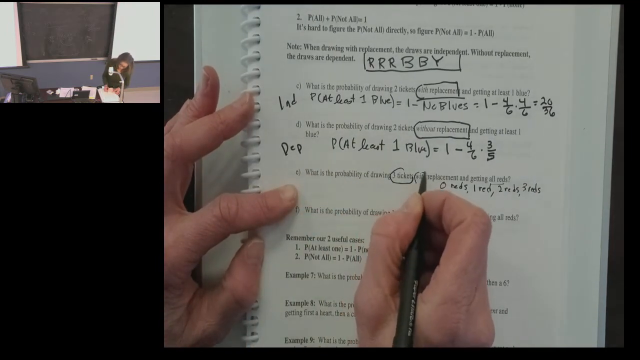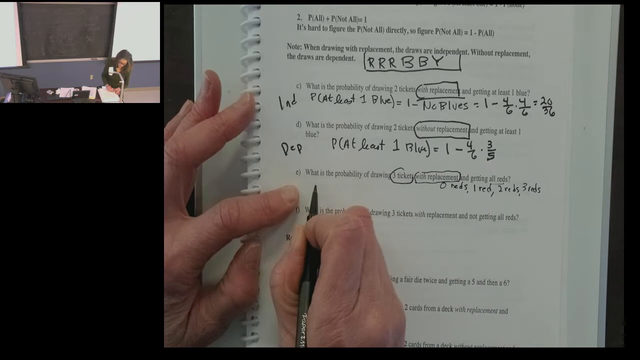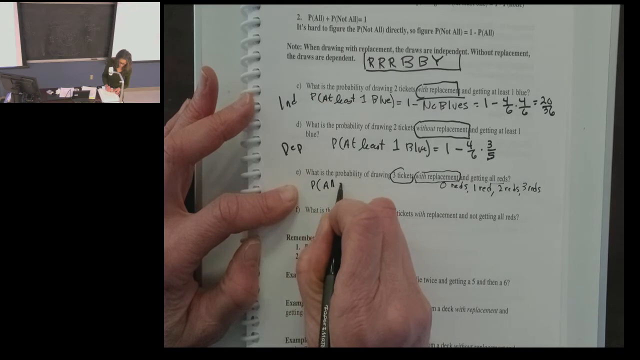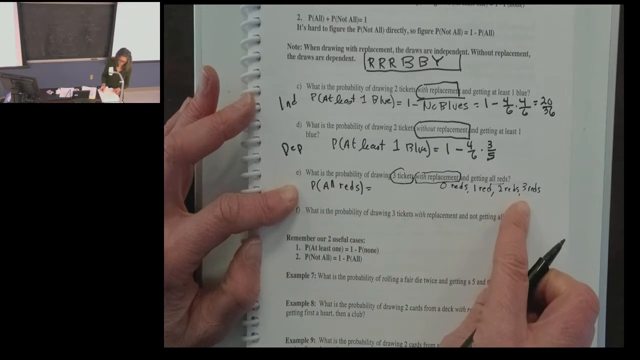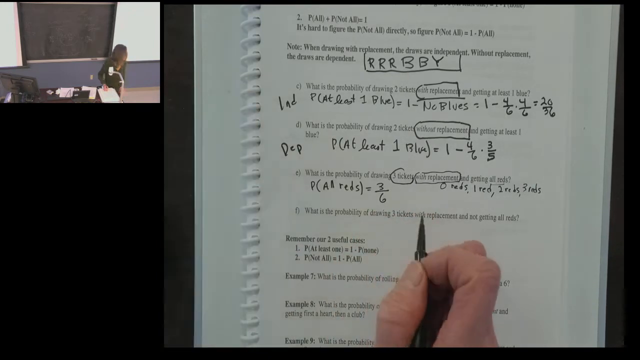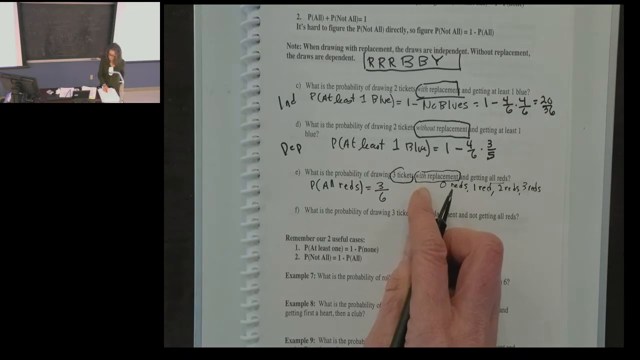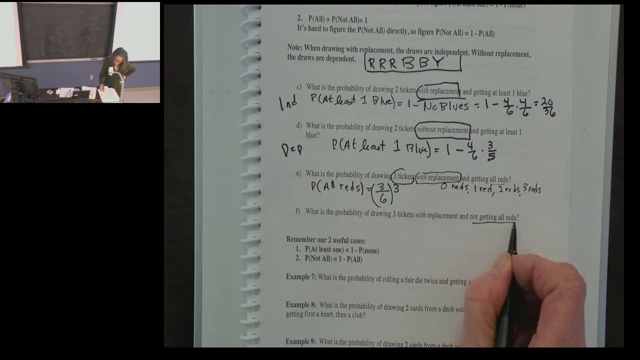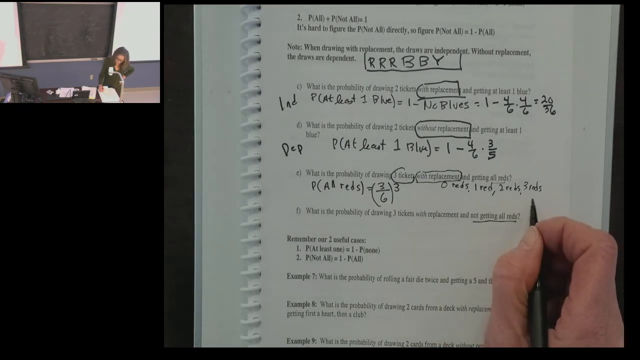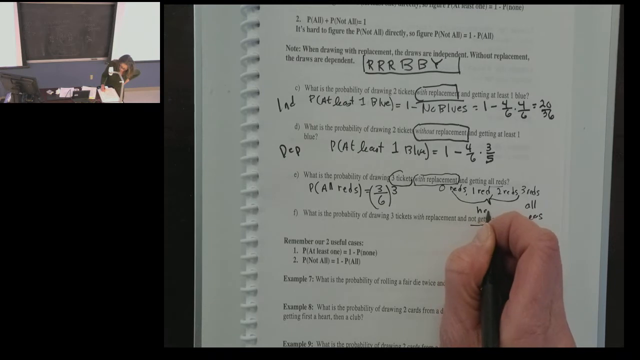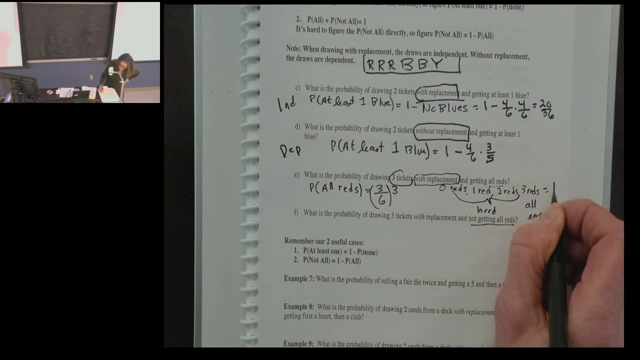So this is the problem, and is it with replacement? So that's pretty easy. We can figure this one out directly, right? The probability of all reds, there's just one way it can happen. It's getting a red on the first, which is 3 out of 6, times a red on the second, times a red on the third. So it's just that. But now what about not all reds? This is all, and that's easy, but this right here is hard. And they add up to 1.